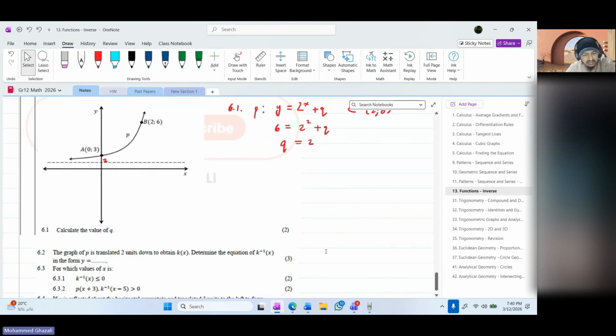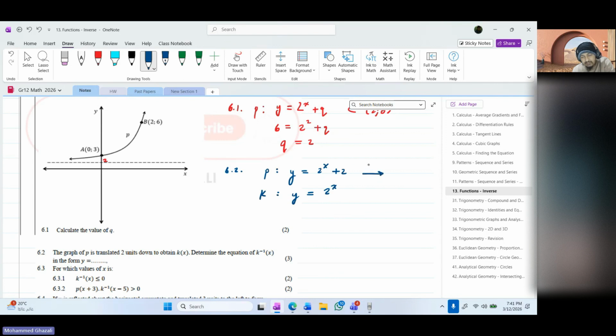Right. The graph p is translated 2 units down. They're asking some transformation question to obtain k of x. Determine the equation of k inverse of x. So first, translate this graph 2 units down. If you translate this graph 2 units down, it was at 3, it's going to cut at 1 now. So p is the function y equals 2 to the power x plus 2. But now you are translating it 2 units down to k of x. So what's k of x? y is equal to 2 to the power x, because you have to move down 2 units, right? So plus 2 minus 2 cancels out, you get 2 to the power x.